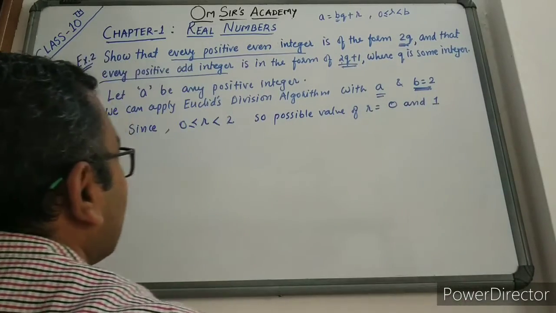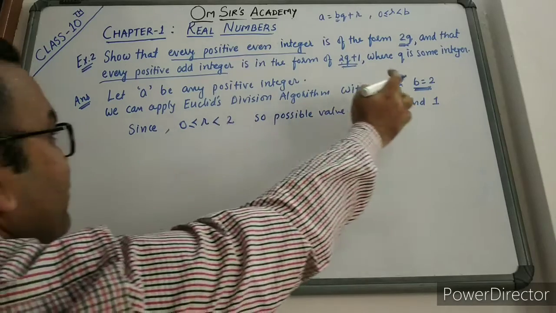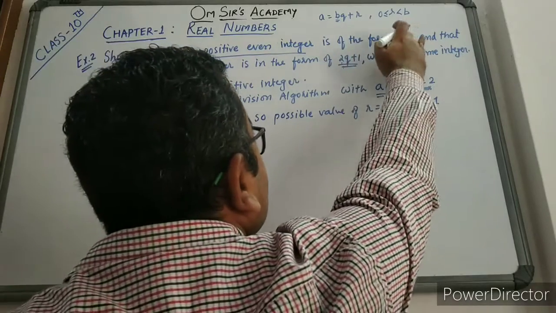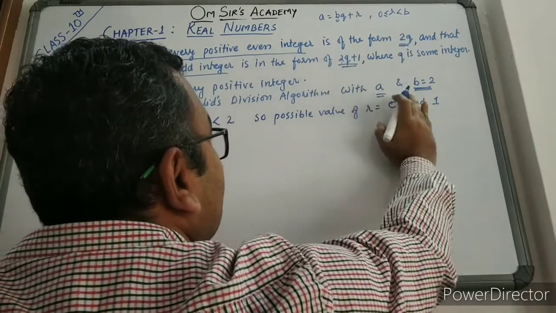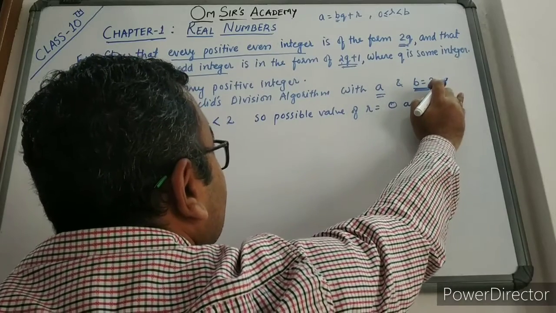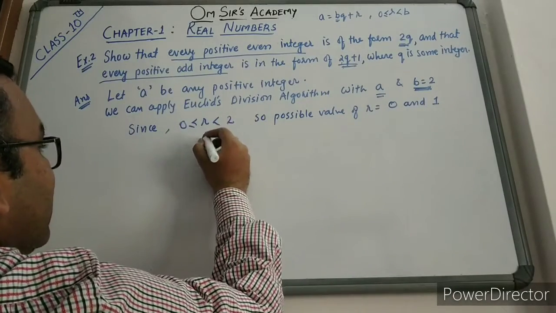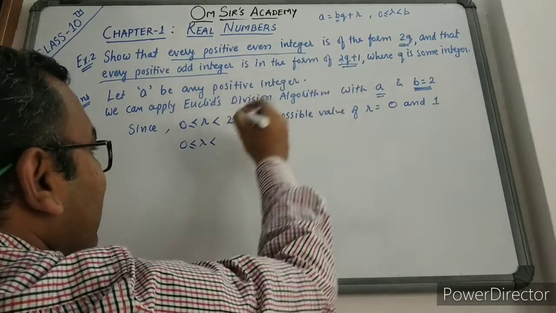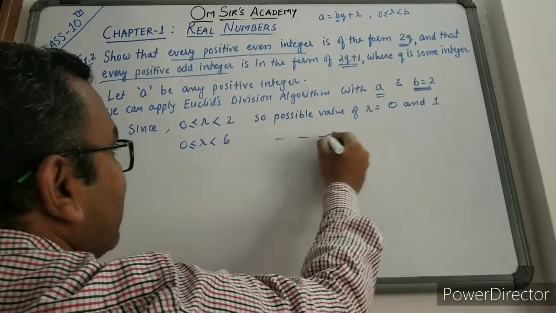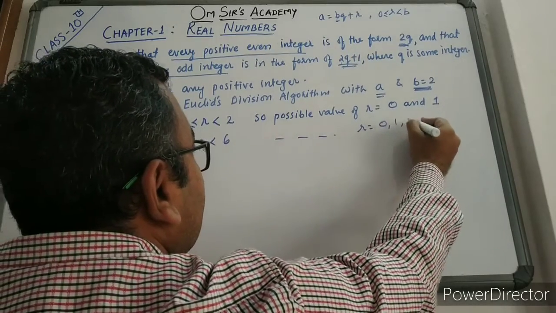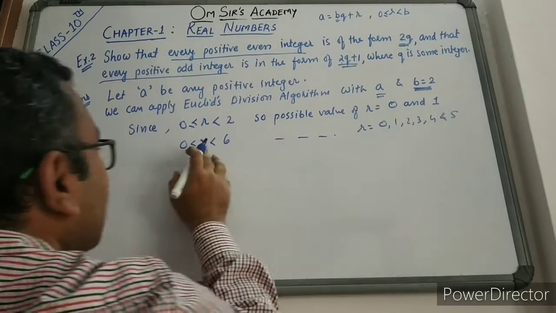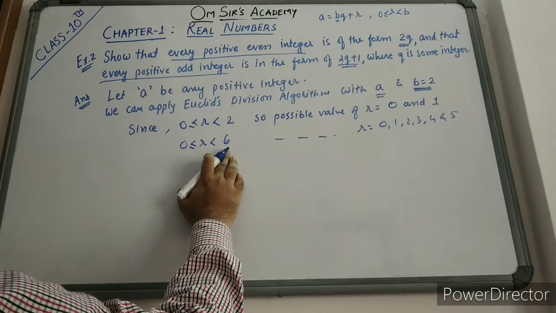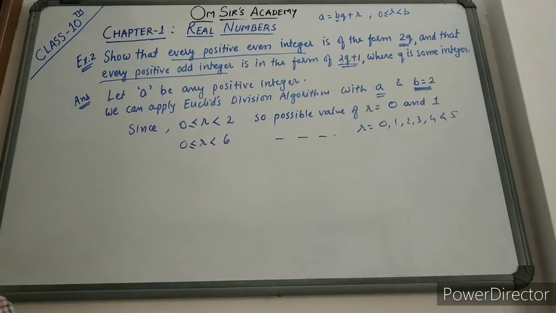So what are the possible values of r? 0 and 1. Instead of that, if we were given some other question, like say it is in the form of 6q and 6q plus 1, then what would our b be? b would be 6 over here. Okay, and what will be the possible values of r? In that case, r should be greater than or equal to 0 and less than b. So my b would be 6, and the possible values of r would be 0, 1, 2, 3, 4 and 5. Why? Because the value of r will be greater than or equal to 0 and less than 6.